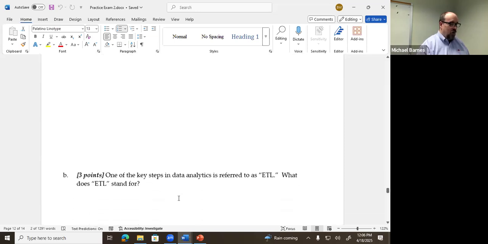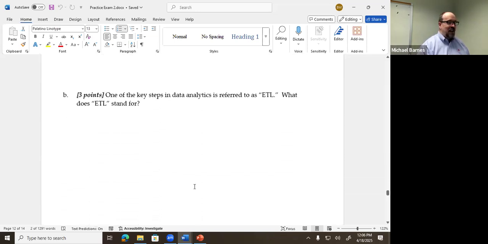All right. One of the key steps in data analytics is referred to as ETL. What does ETL stand for? E is for extract, T is for transform, and L is load. This is our data cleaning and validation step.